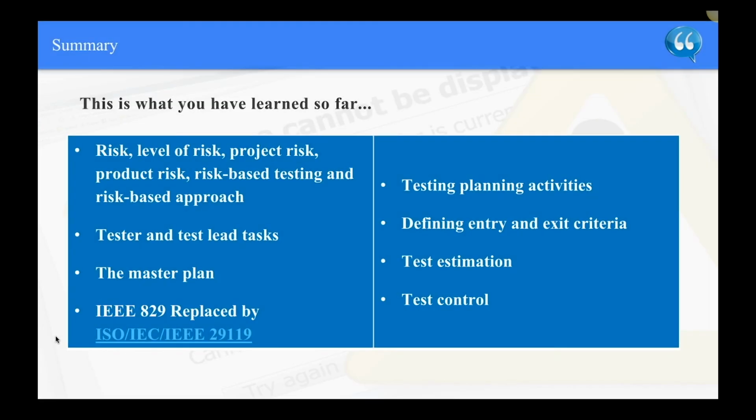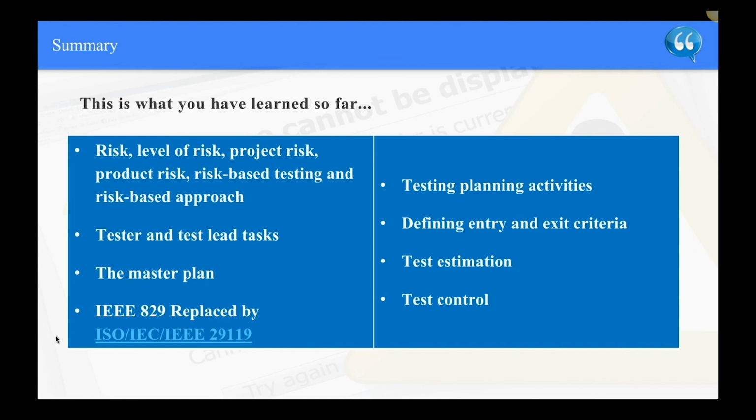Okay, well done. So we come to the end of section 5. Here's a summary of what you learned so far. We talked mainly about risk: level of risk, project risk, product risk, risk-based testing, and the risk-based approach.